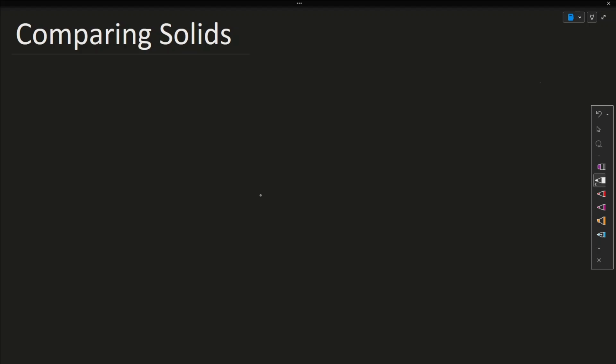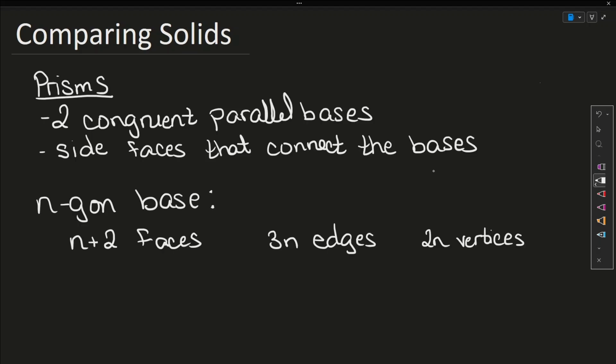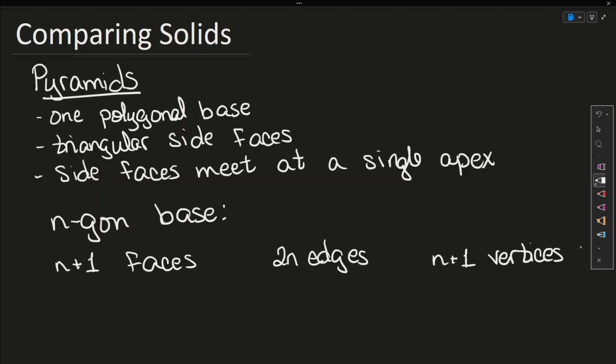Let's start with a quick review. A prism has two congruent parallel bases, side faces that connect the bases, and if that base is an n-gon, there are n plus 2 faces, 3n edges, and 2n vertices. A pyramid has one polygonal base, triangular side faces, and the side faces must meet at a single apex. If the base is an n-gon, there will be n plus 1 faces, 2n edges, and n plus 1 vertices.